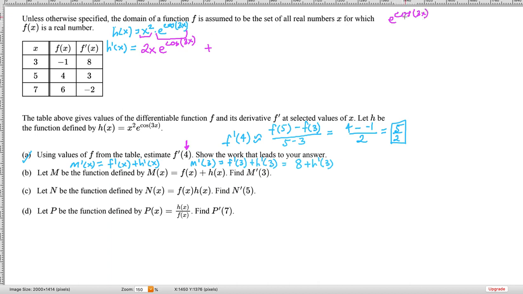It's e to the u. What's the derivative of e to the u? It's e to the u times the derivative of u. So it's times the derivative of cosine x.